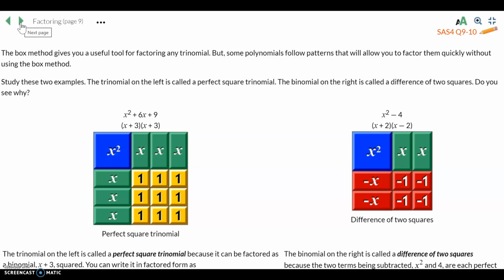All right, the box method gives you a useful tool for factoring any trinomial, but some polynomials follow patterns that will allow you to factor them quickly without using the box method. The box method could be used. It's a great tool, but you won't always need it.